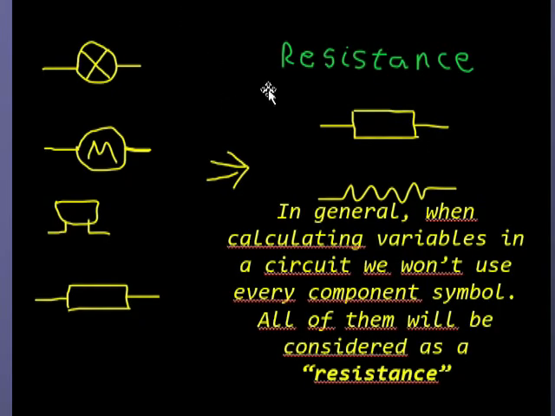Another thing I want to tell you is that from now, when we calculate circuits, when we are using the Ohm's law that you already know, instead of using different symbols like a lamp, a motor, a buzzer, or a resistor, in general we will use the symbol of the resistor. We will use this or this one. They are the same.